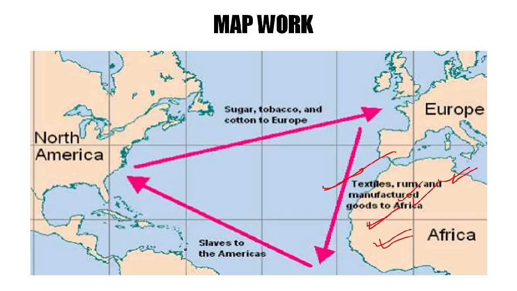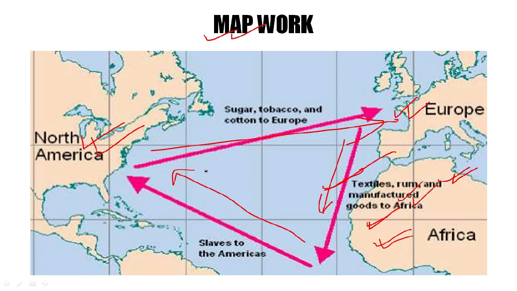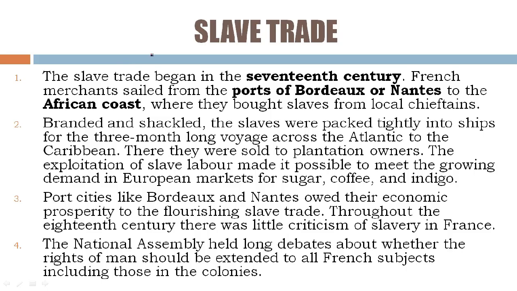You can clearly see in this map that this is the European continent, this is the African continent, and this is your North American continent, and you can see the triangular slave trade being carried out among these three regions of the world. Now students, let us try to understand this slave trade in detail.